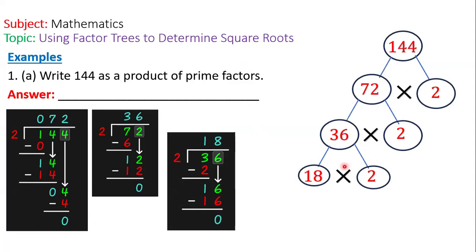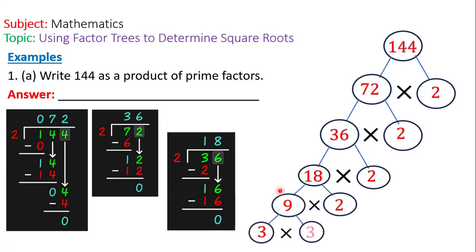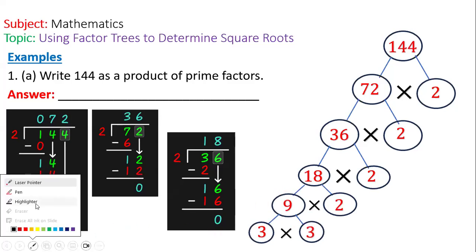Zion, Neely, do you understand what's happening? Yes, sir. What is 18 divided by 2? 9. So we have 9 times 2, right? Are we finished? No, sir. We could still do 3 times 3 and get 9. But now we know we're finished because all we're left with is prime numbers.